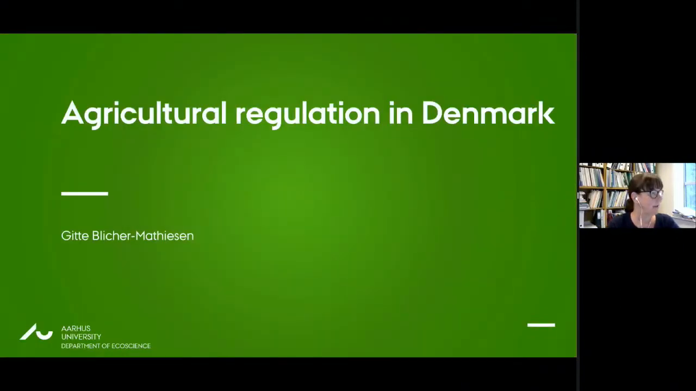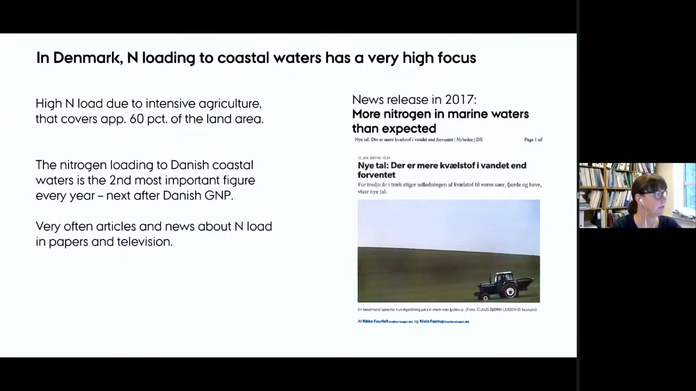Okay, thank you. My presentation is about the agricultural regulation in Denmark. As Gunn told you, we have quite a high focus on the inloading to coastal waters, and that is because agriculture is quite intensive in Denmark, and it covers 60% of our land area, so it has quite a big impact on the ecological state of our waters.